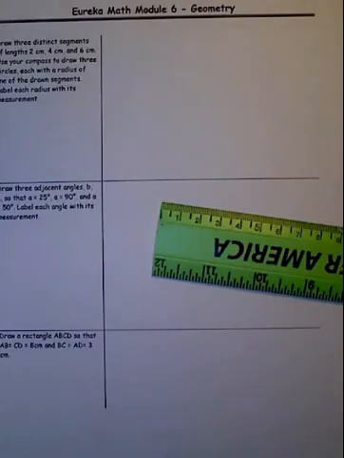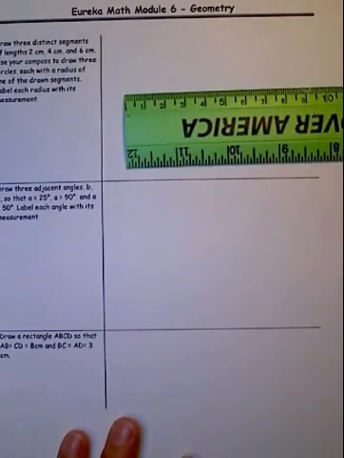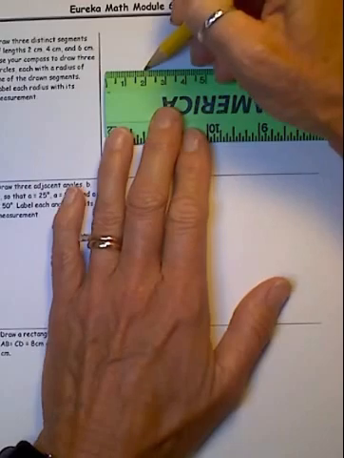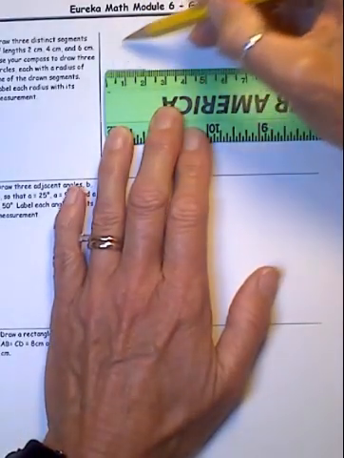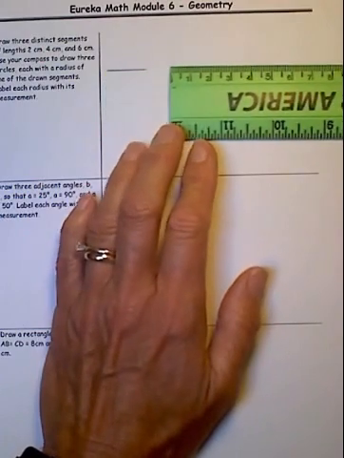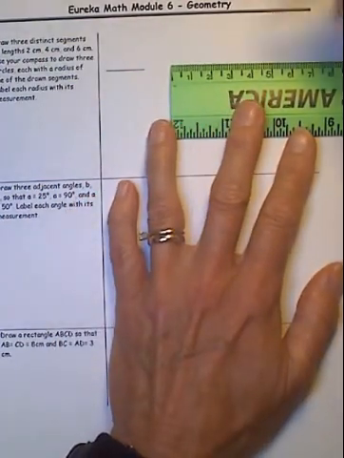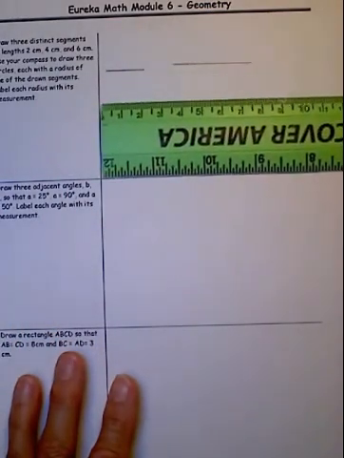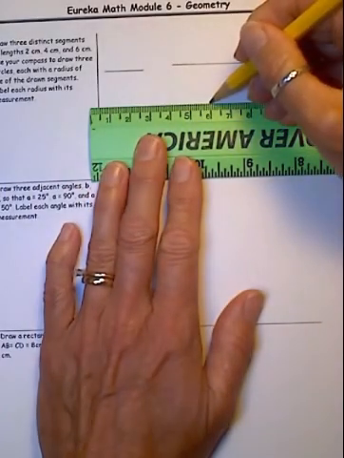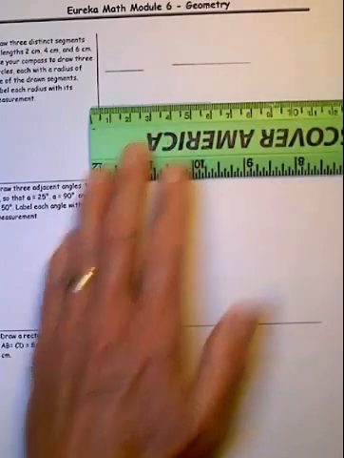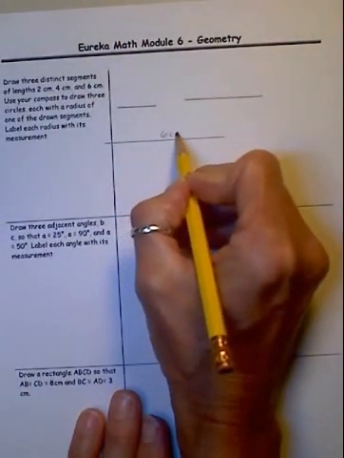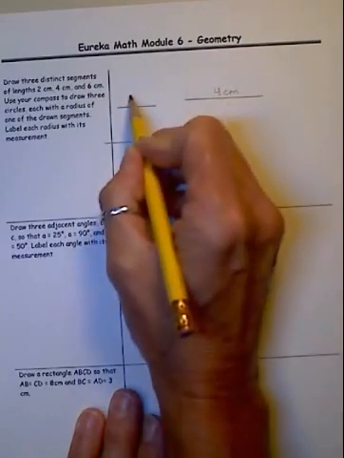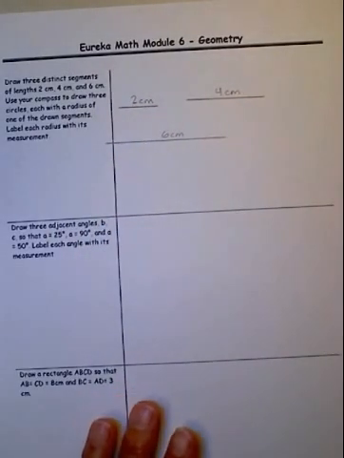Alright, let's get back to our constructions. We're on page 39. The three distinct segments. I'll start with the 2 centimeters. That's going to be the radius for my first circle. Then I want 4 centimeters, so I'm just going to move over and make 4 centimeters. And I need 6 centimeters, so I'm going to go back over here and 6 centimeters. I'm going to label those 6 centimeters, 4 centimeters, and 2 centimeters. And then I'm going to draw my circles.